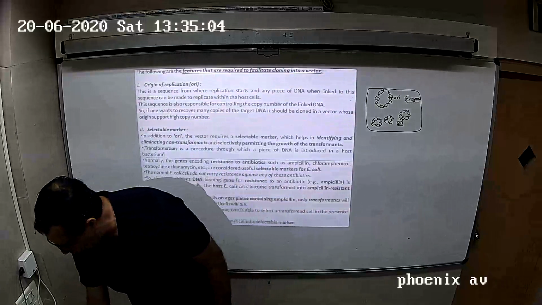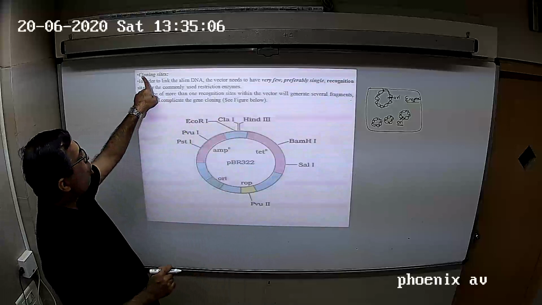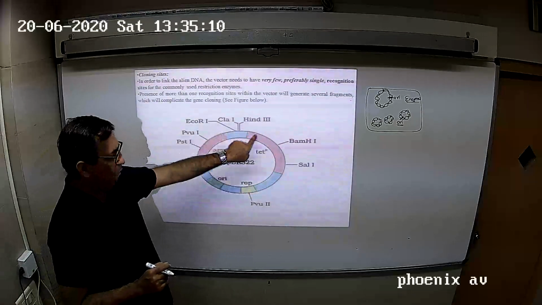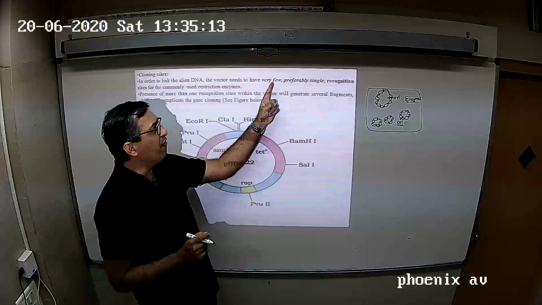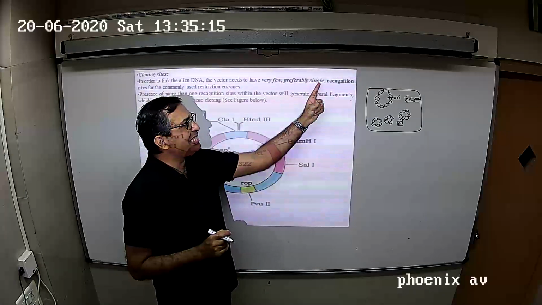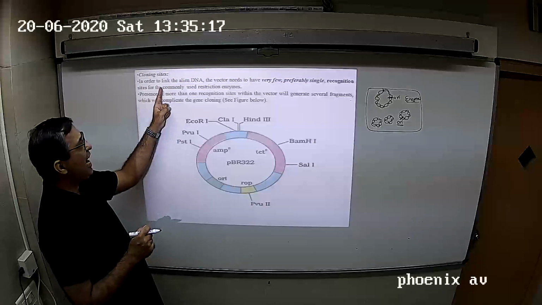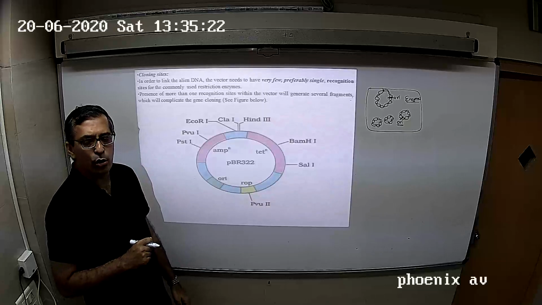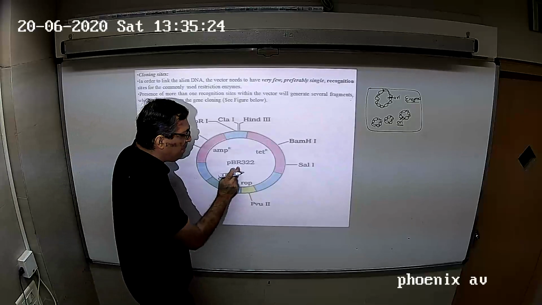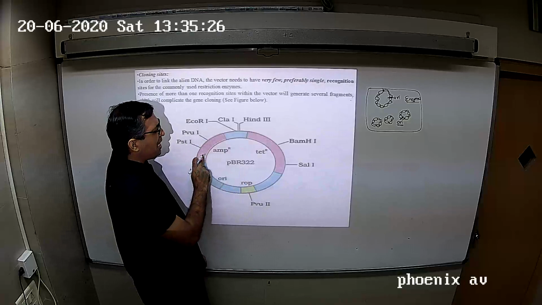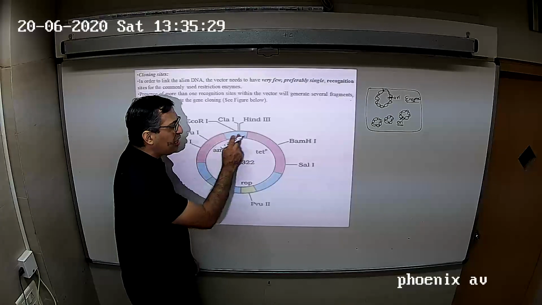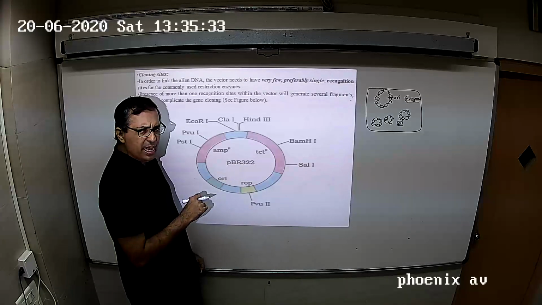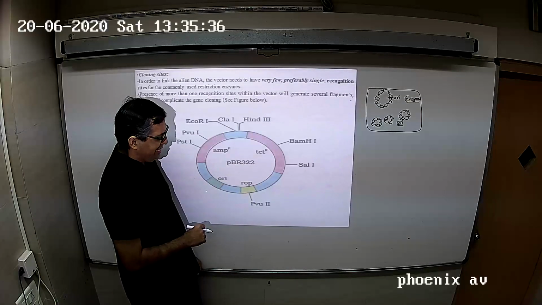And along with the ori matching, the cloning sites: the vector, or plasmid, needs to have very few, preferably single, recognition sites for commonly used restriction enzymes. There should be a restriction site, so consider pBR322. pBR322 is an artificial plasmid which is the most commonly used plasmid for recombinant DNA technology.